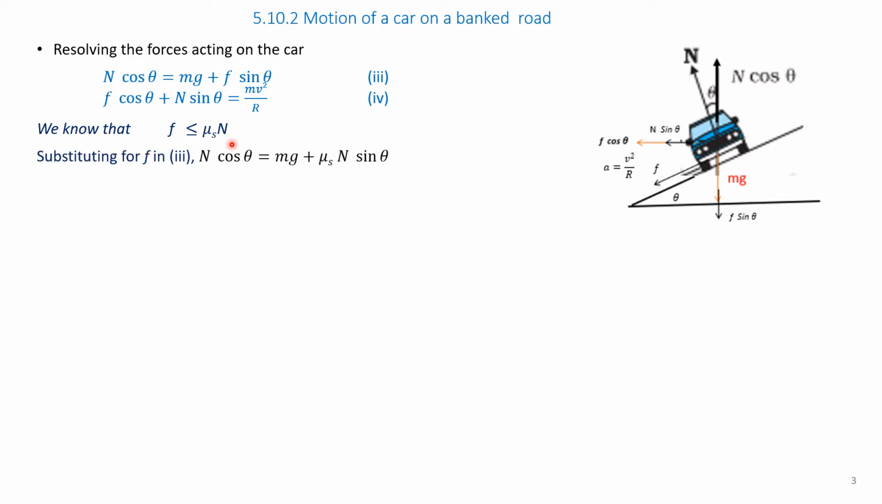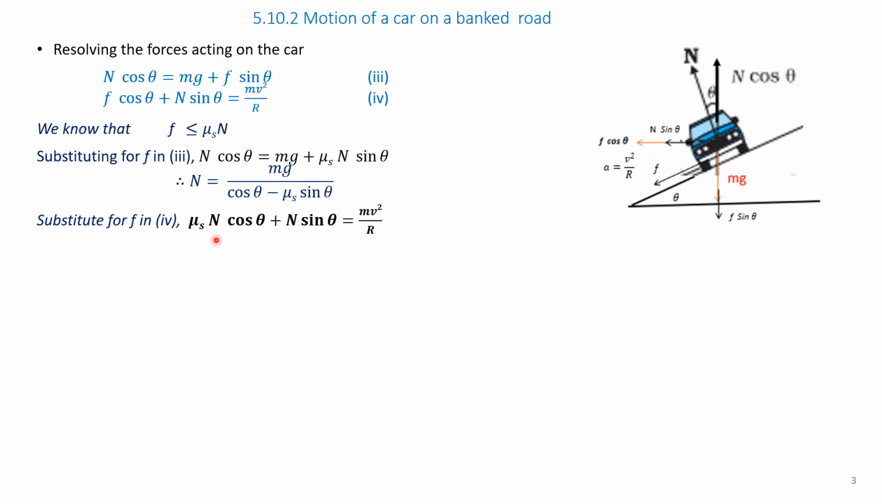Putting this value of F in equation 3, we get N cos theta is equal to mg plus mu s N sin theta. And resolving for N, we get N is equal to mg divided by cos theta minus mu s sin theta. Again, substituting for F less than or equal to mu s into N, we get mu s N cos theta plus N sin theta is equal to mv square by r.